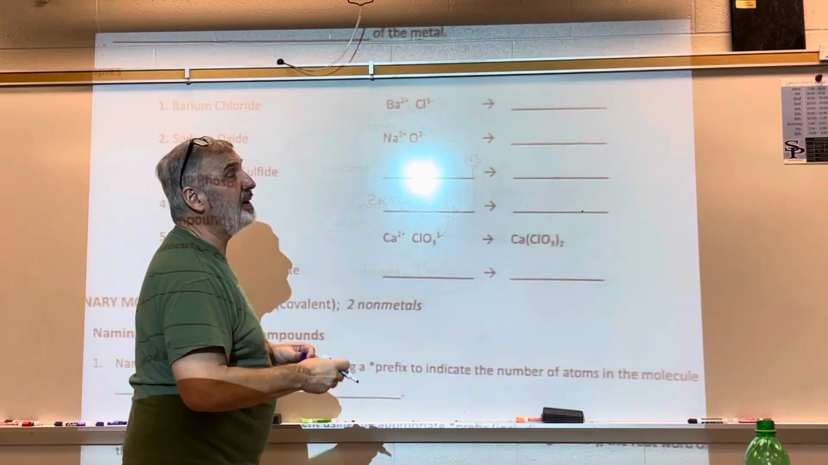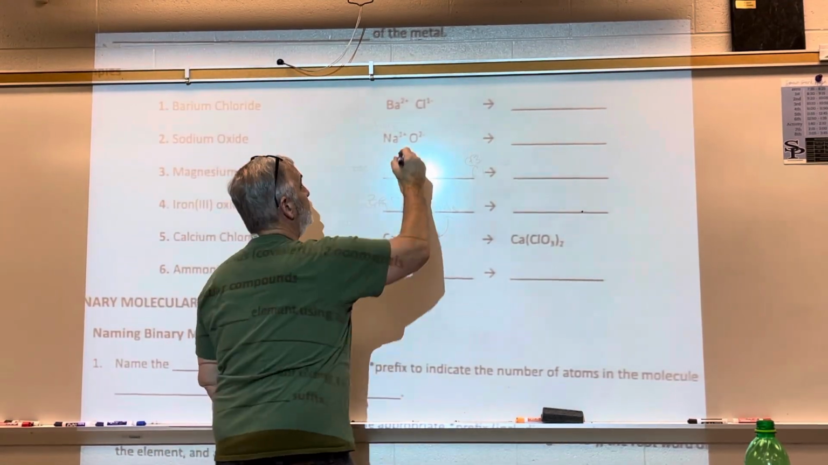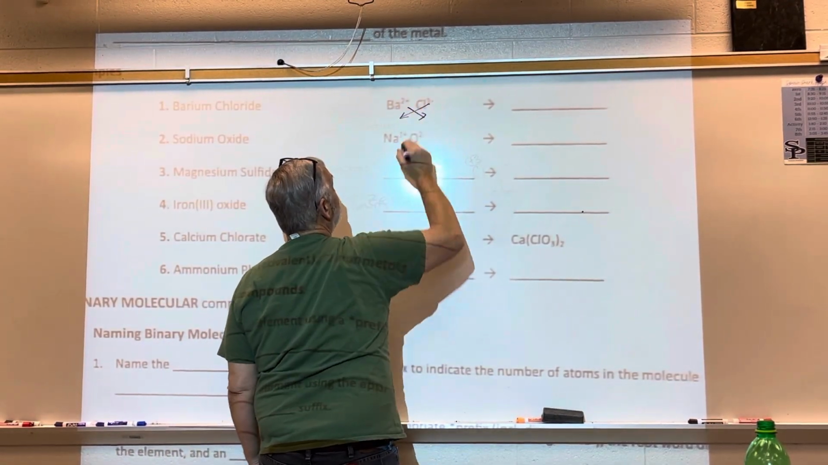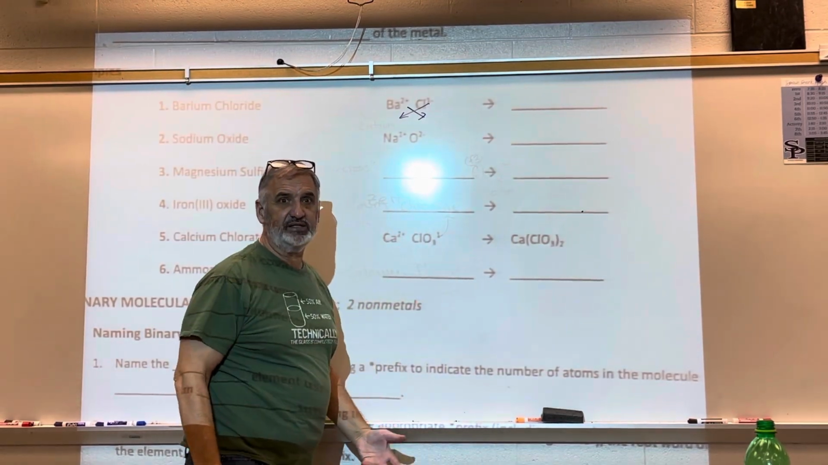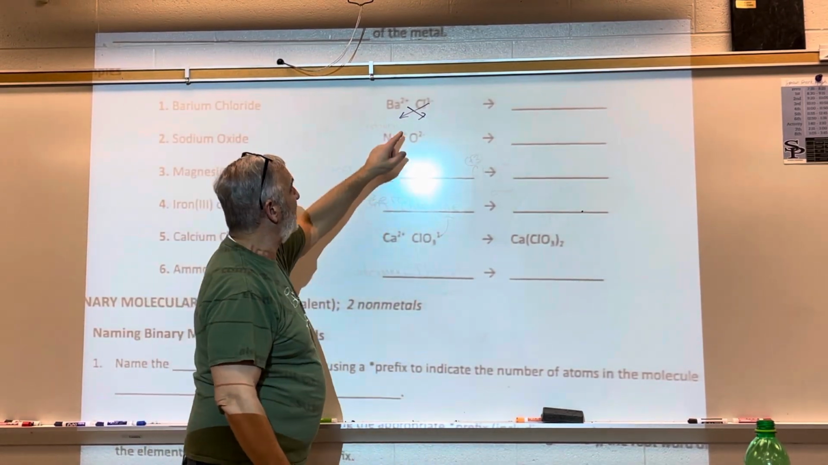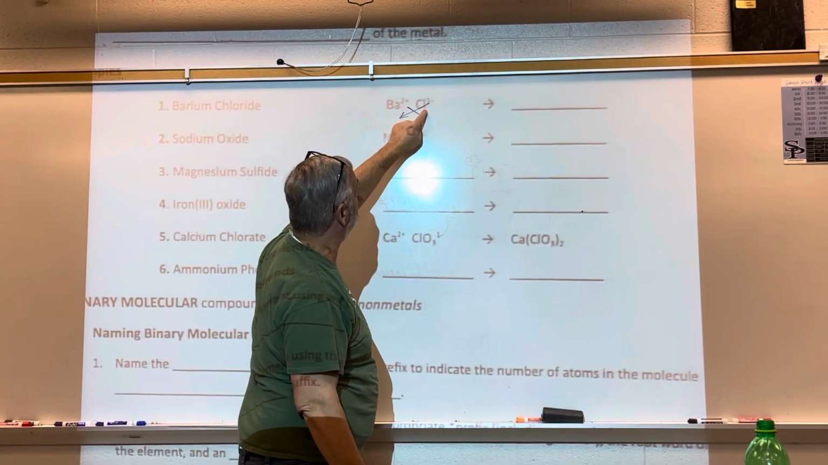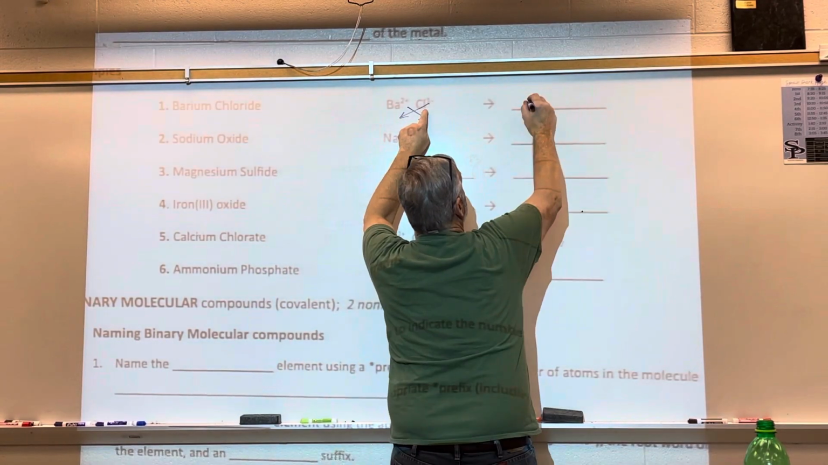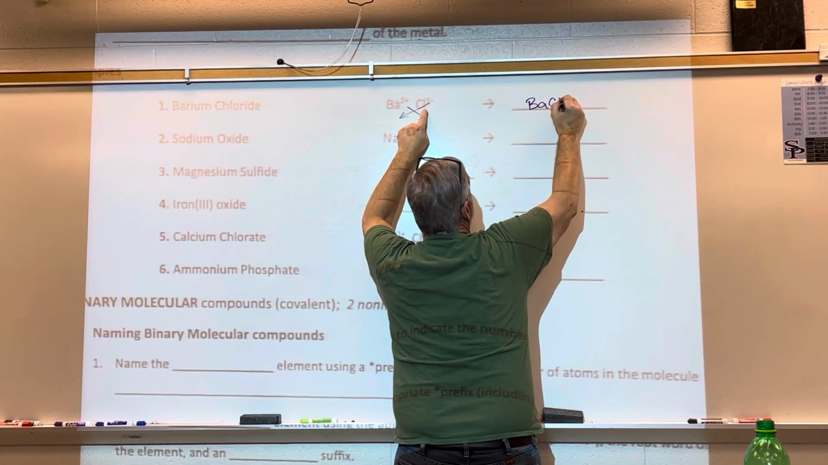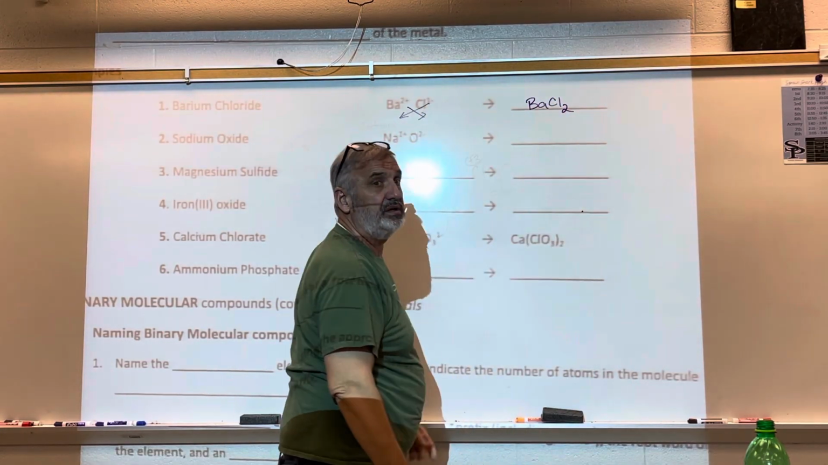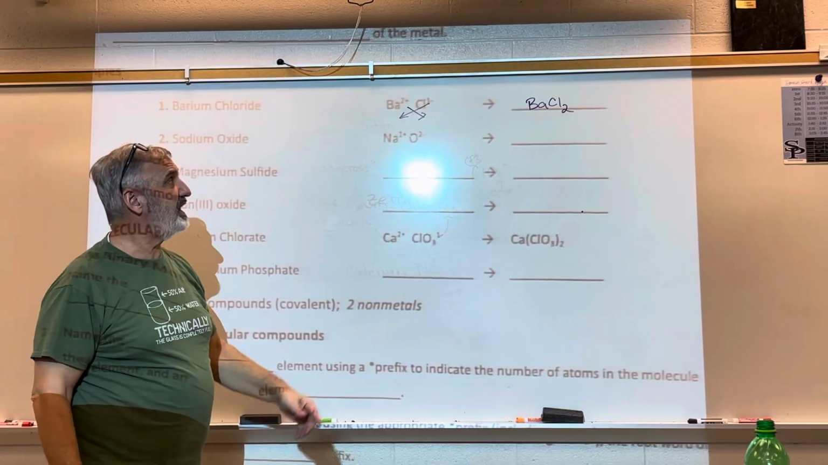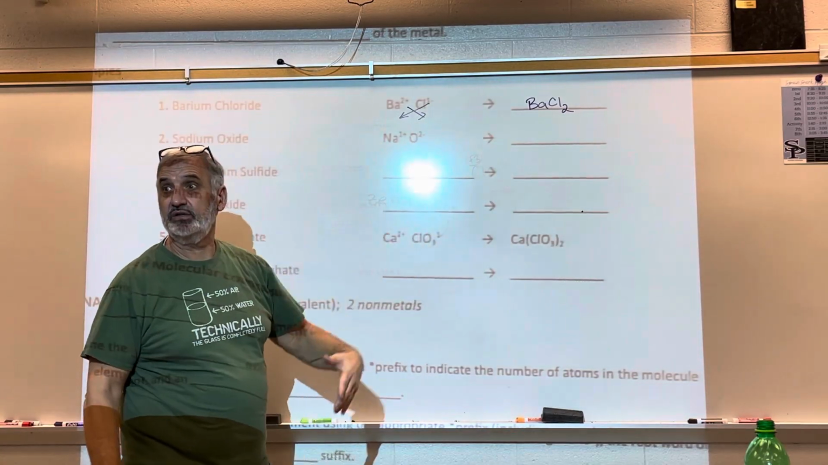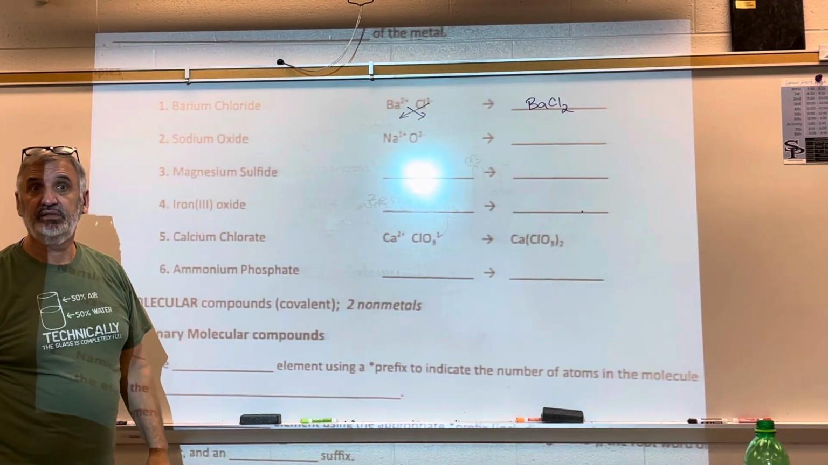So I got to get the positive to equal the negative. So I'm just going to crisscross. Now I don't write ones and I don't write signs. But I know that if I have a +2, I need 2 -1s to balance out the +2. So the formula is going to be BaCl2. Because now I have a +2 and a -2 equaling 0.